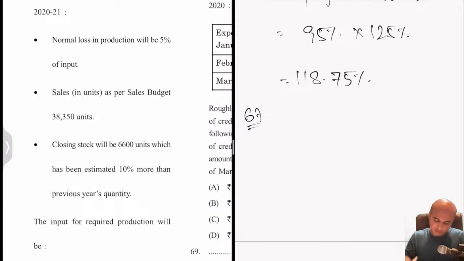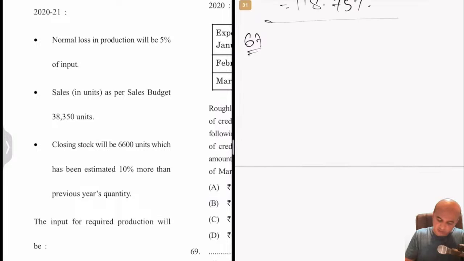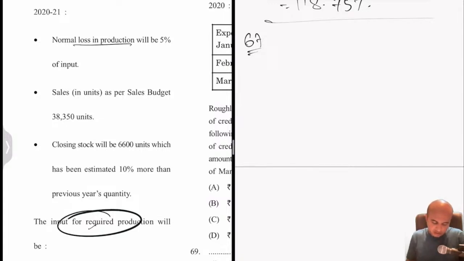Sales is given, so let me write down what is given first, so that it will be easy for us to identify how much is the input which is required. Because we do not know the production input, that is what they have asked. How much input do we have to pitch in? Because normal loss is given, sales is given, closing stock is also given. Opening stock is also kind of given, not directly mentioned but still mentioned. So now let me write down whatever is mentioned directly. Sales in units, how much?